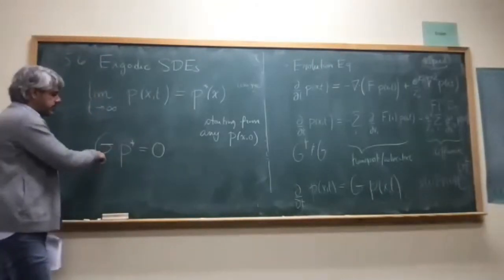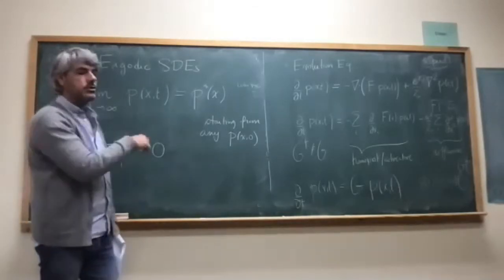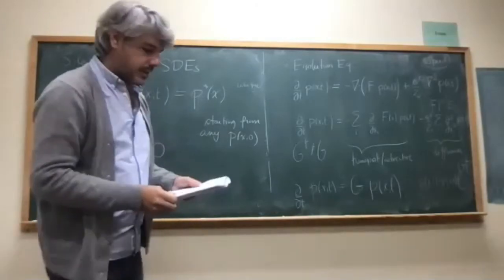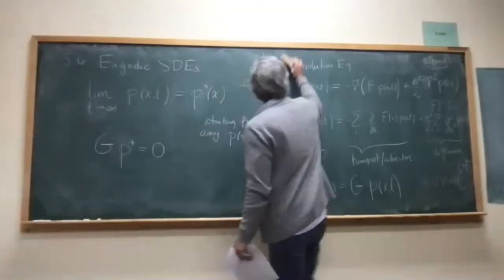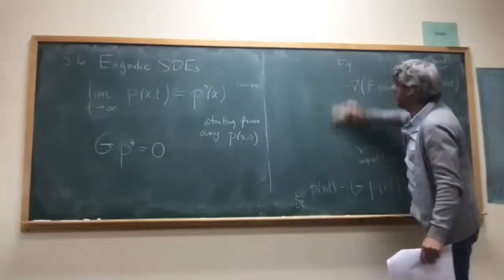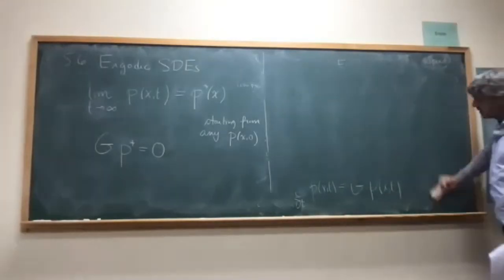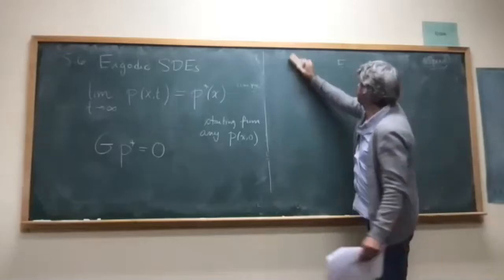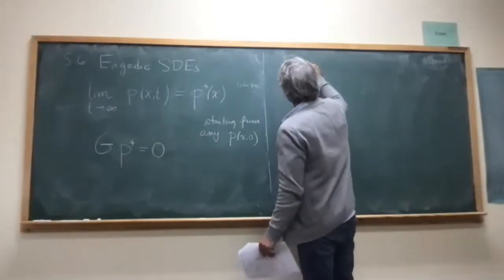Again, for jump processes, that operator was a matrix. Here, that operator is a differential operator. So you need to solve a differential equation to get the stationary distribution. And I'll finish by giving you only one example of such an ergodic process that has that stationary distribution, which is the gradient system. Here's an example.